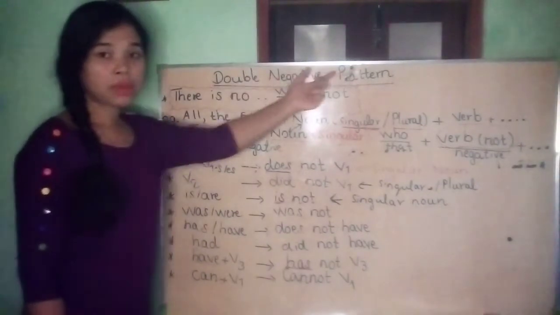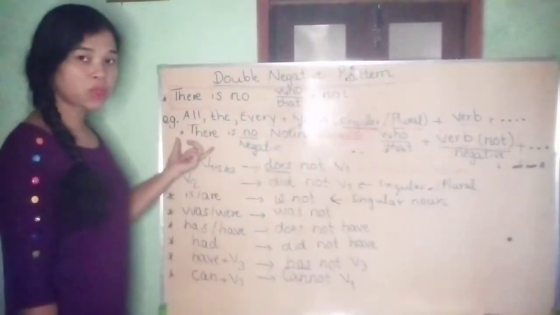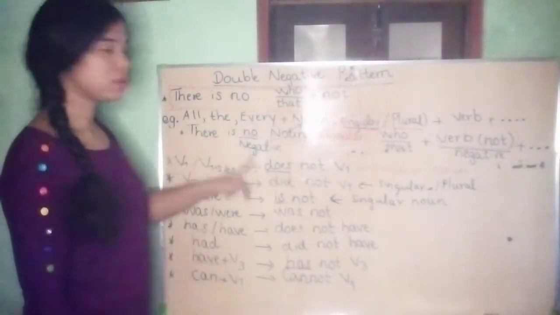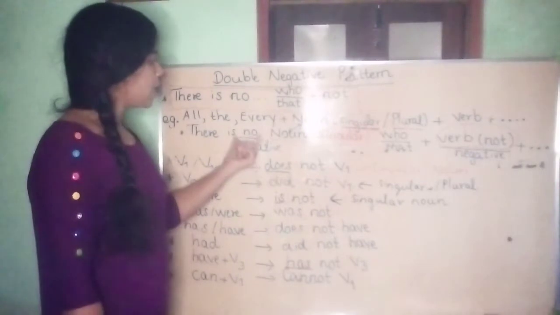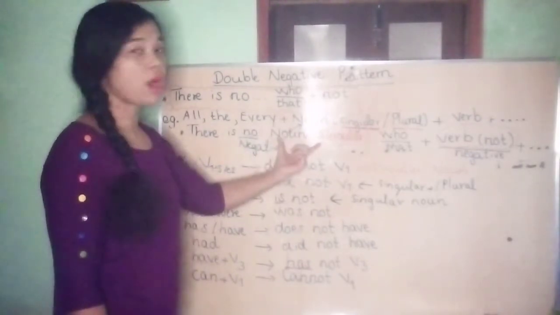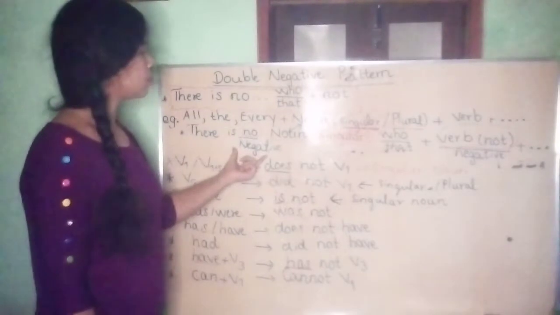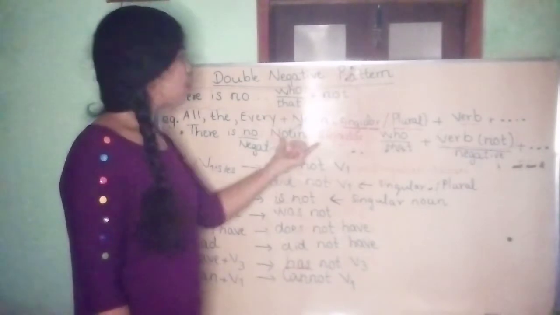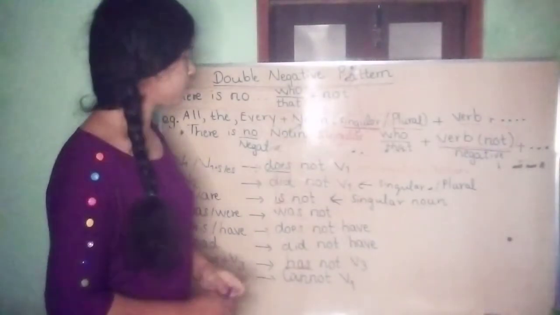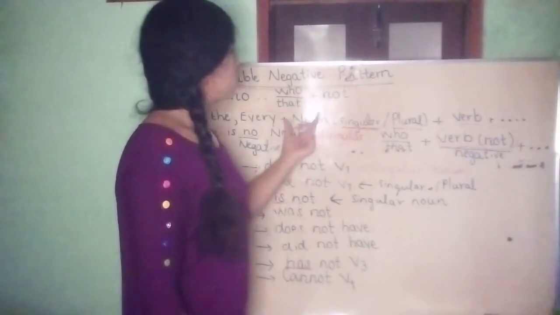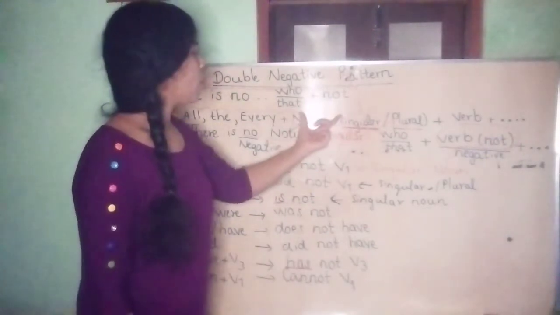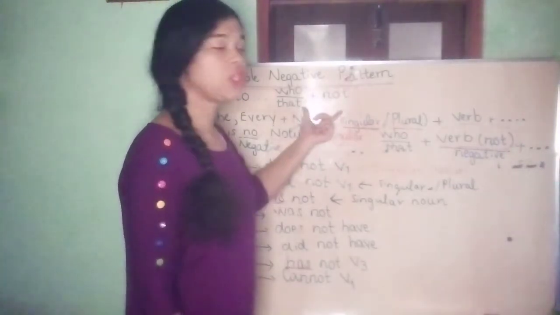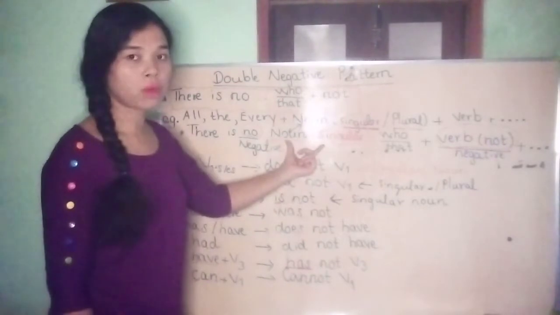In the double negative pattern, you have to begin the sentence with "there is no." No is the negative word. This negative word must be followed by a singular noun. So whether this noun is singular or plural, you have to change this noun into singular form.